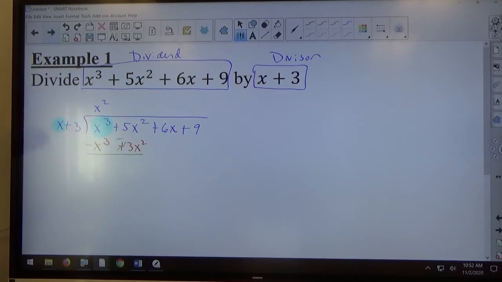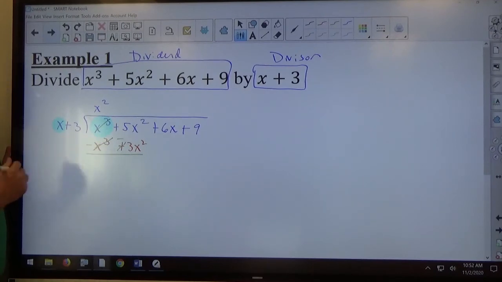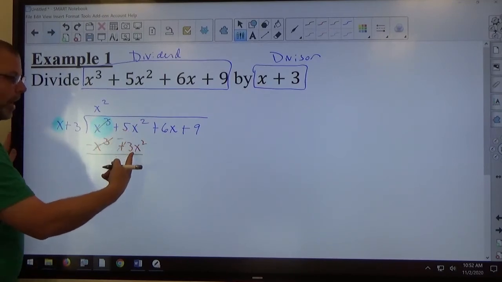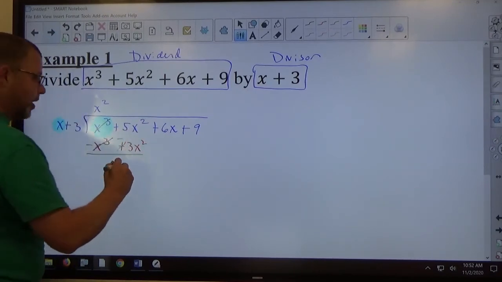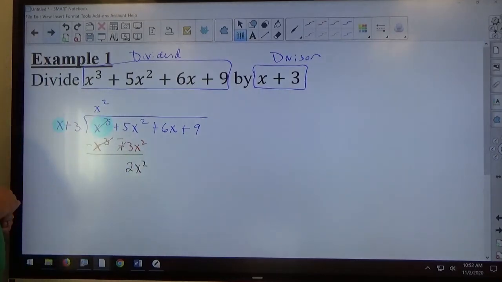X cubed and negative x cubed are different signs. They're exact opposites, so they actually cancel. Subtraction creates 0x cubed, but we don't write zeros down. So those cancel. Over here, 5x squared and negative 3x squared, those are different signs, so I subtract, and we get 2x squared. It'll be positive because 5x squared is bigger than 3x squared.